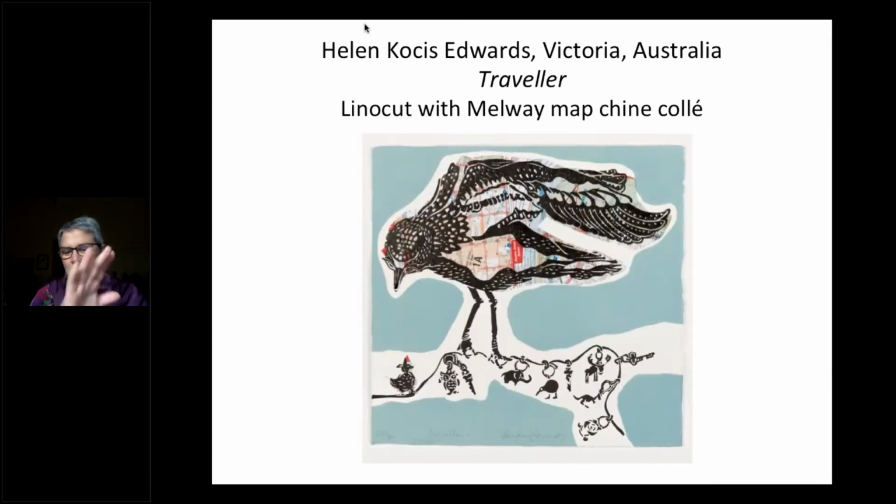Now we've moved up the flyway a little bit to Melbourne, Australia. Helen Coaches Edwards is a friend of mine that I do a lot of art projects with, and her print Traveller, of course, is about how the maps that the birds navigate every year are embedded in their hearts and their minds. They don't have a map book to follow. It's all built within them from, you know, thousands of years of travelling the flyway.